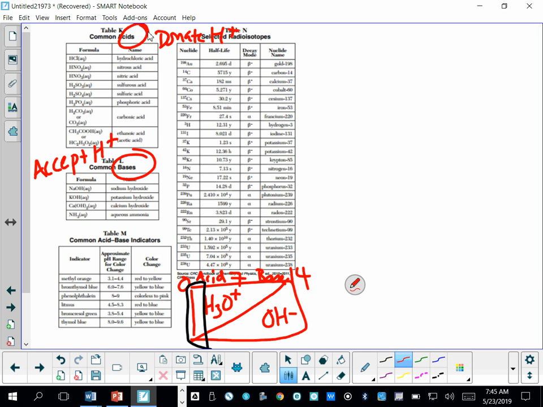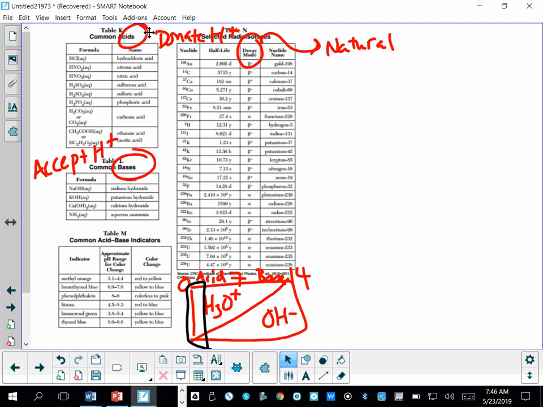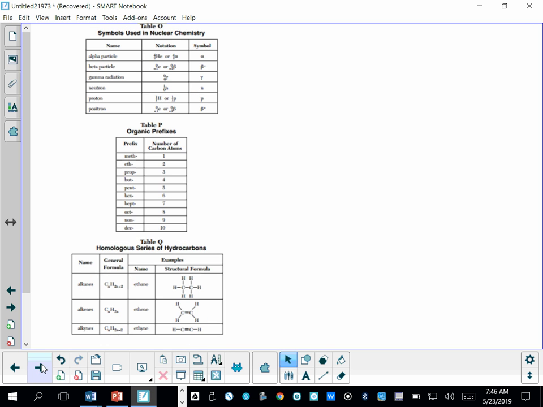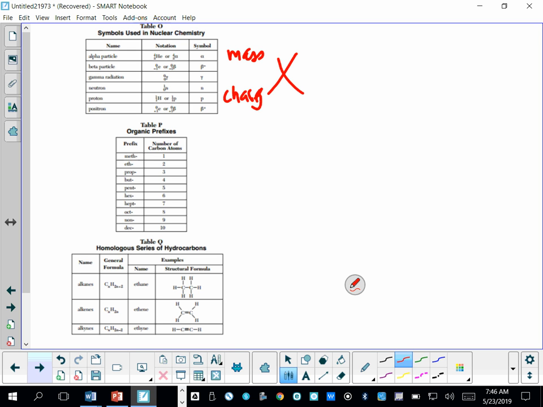For table N, we're going to circle decay mode. And next to that, you're going to write natural, indicating that on table N, all of these are natural transmutations. They're not artificial transmutations. These are the natural decay modes for all of the different radioisotopes. For table O, next to table O, we're going to do the sign to say what table O means. So we're going to write an X, and then we're going to write mass on the top left and charge on the bottom left so that we know what table O is saying.